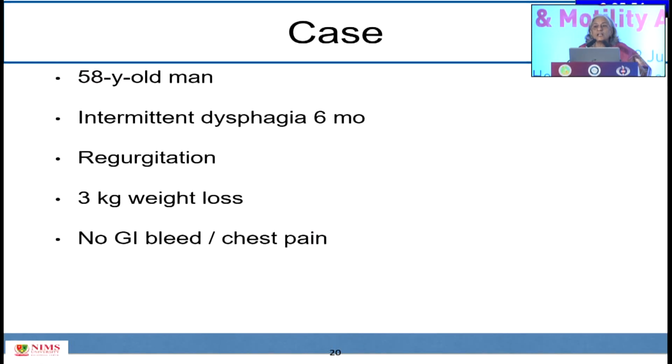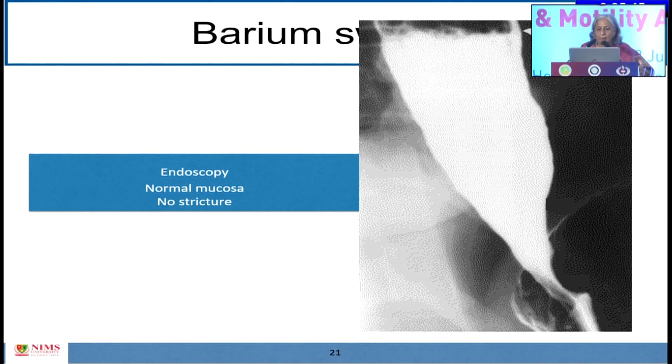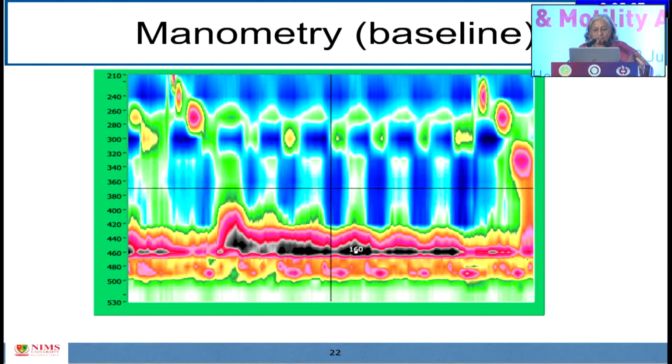So this is a 58-year-old man, whom I saw about 15, 20 years ago, who had dysphagia only for 6 months, and he had mild weight loss. This is the barium swallow. Endoscopy by a very senior gastroenterologist said, I can't find anything in the mucosa. The manometry at baseline showed a very high LES pressure, that's 160 millimeters of mercury. We were not convinced that this is something. Now, this is long before solid state manometry came.